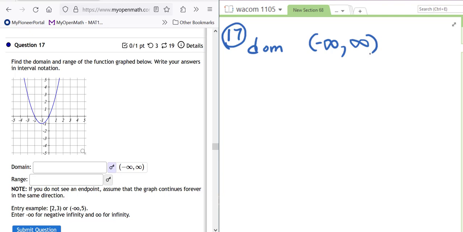This one is limited on the range because it has the lowest point. Right, so our lowest point is going to be -1. It's your height there. You are touching it, and it goes forever up. So, no big deal there.